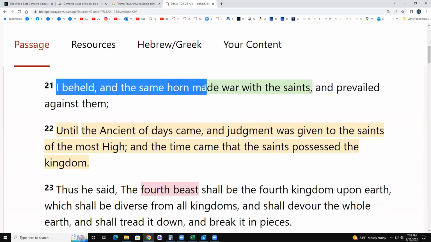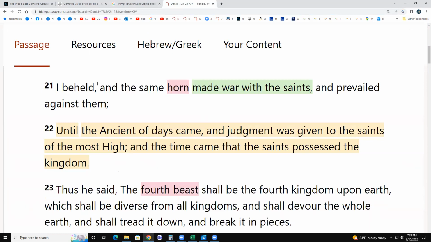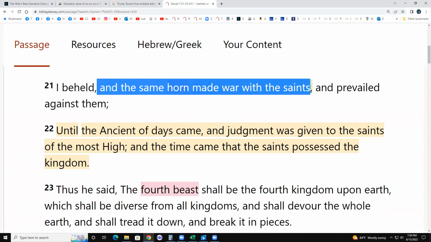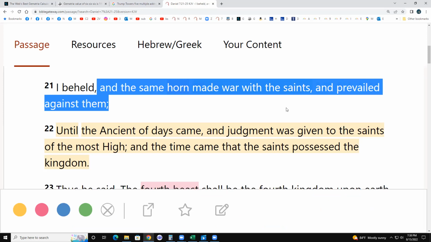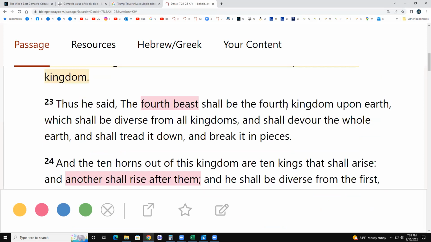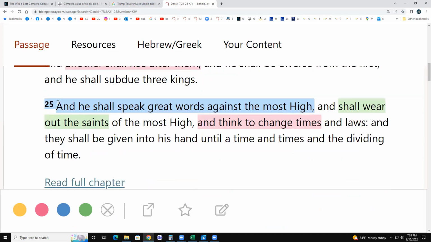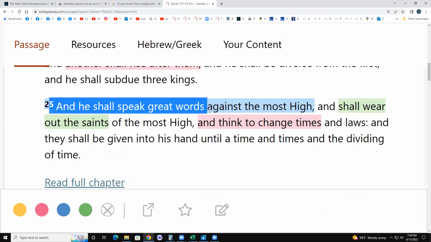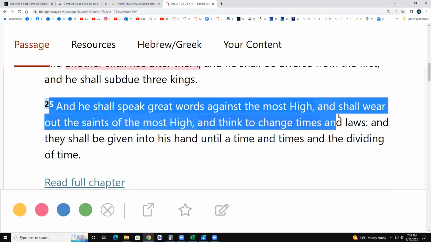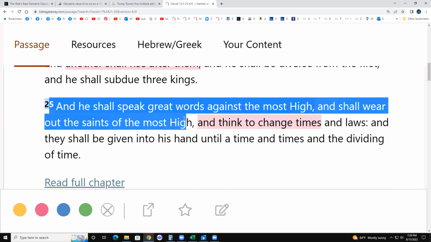I beheld, and the same horn made war with the saints and prevailed against them. That's at the abomination of desolation. Go to 25, and he shall speak great words against the Most High and shall wear out the saints of the Most High. That's his job, to cleanse the sheep. Through their death, their robes are cleansed.